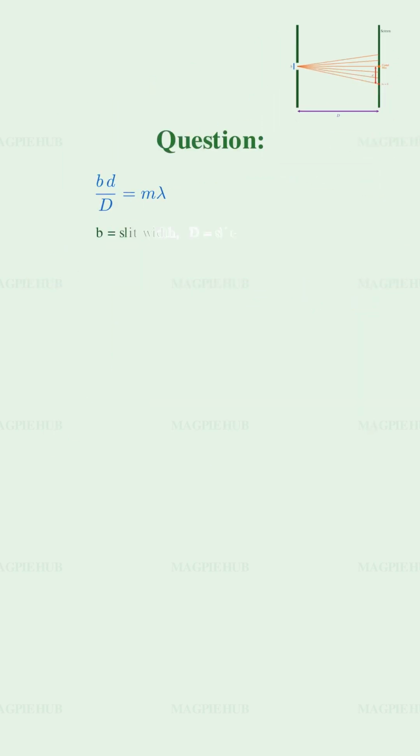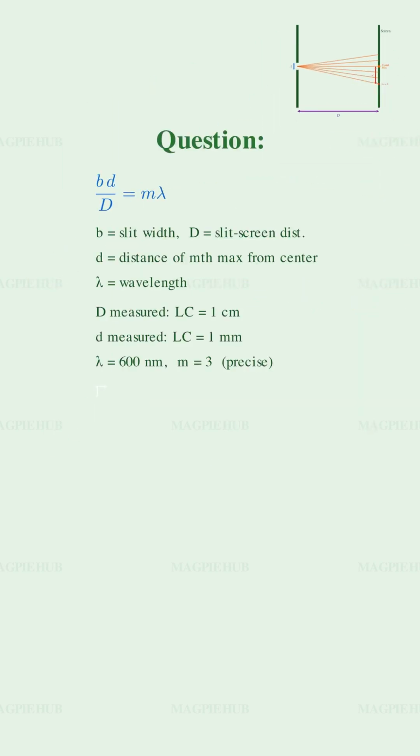Here is the full question. In single slit diffraction, the formula is b d over D equals m lambda, where b is the slit width, D is the slit to screen distance, d is the distance of the mth maximum from the central maximum, and lambda is the wavelength. D is measured with a scale of least count 1 cm. d is measured with a scale of least count 1 mm. Given lambda equals 600 nanometers and m equals 3, both known precisely.